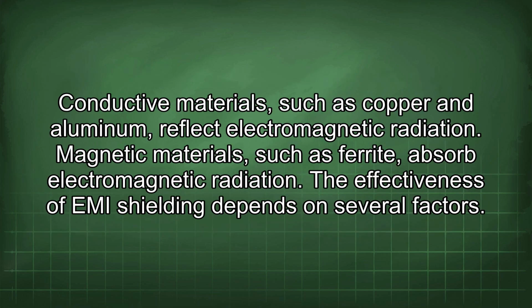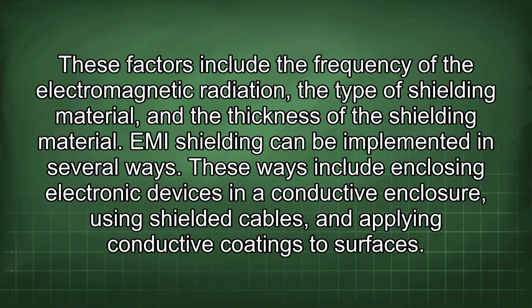Conductive materials, such as copper and aluminum, reflect electromagnetic radiation. Magnetic materials, such as ferrite, absorb electromagnetic radiation. The effectiveness of EMI shielding depends on several factors. These factors include the frequency of the electromagnetic radiation, the type of shielding material, and the thickness of the shielding material. EMI shielding can be implemented in several ways.